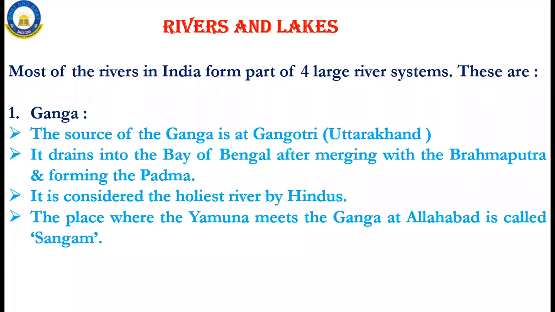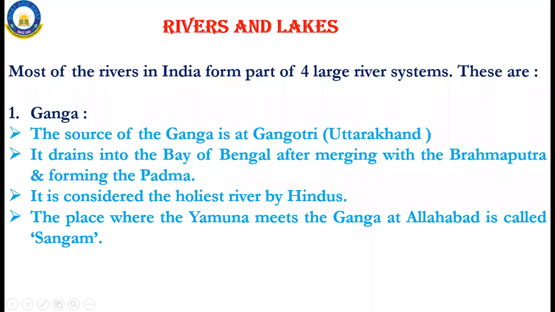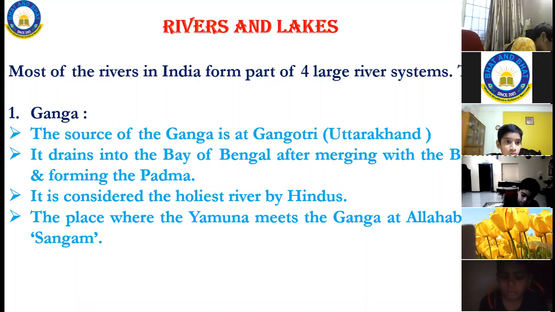And the place where the Yamuna meets the Ganga at Allahabad is called Sangam. So we all have heard this name Sangam, isn't it? So Sangam is also from Ganga itself. It is the place where Yamuna meets the river Ganga. These both rivers meet in Allahabad, so we call that a Sangam. So this is about your river Ganga. All of you start writing regarding the Ganga. Easiest part, whatever you all know, the same thing we are discussing here. There is nothing new here. Okay, start writing.